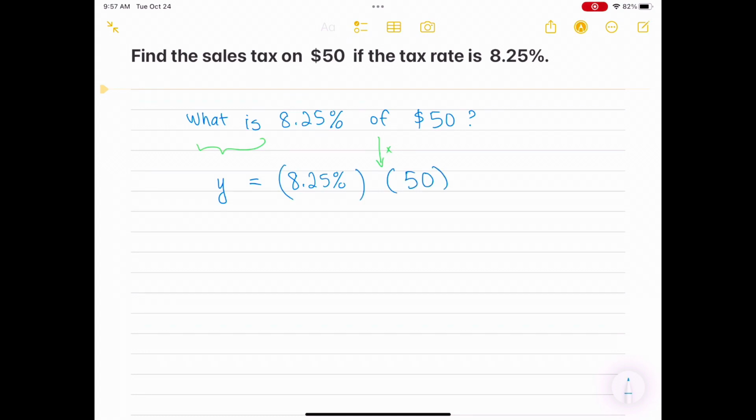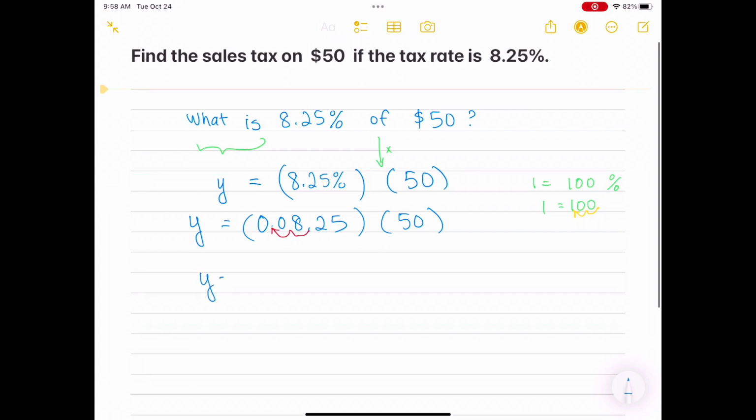To solve this, we first must convert 8.25% into a decimal. And I go back to my reference, 1 equals 100%. So to convert a percent into a decimal, I move the decimal point 2 places to the left. Okay, now I go back to my problem. 8.25%, I move the decimal point 2 places to the left to make it 0.0825. So I continue with the problem. 0.0825 times 50 equals y.